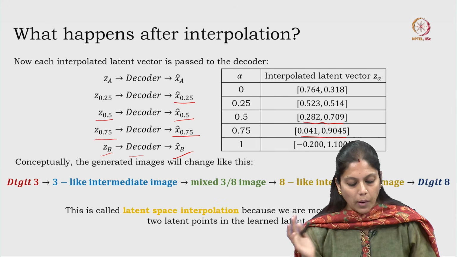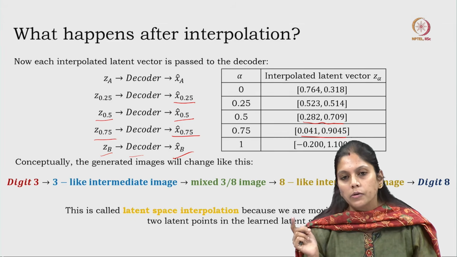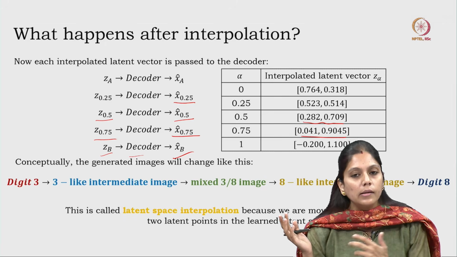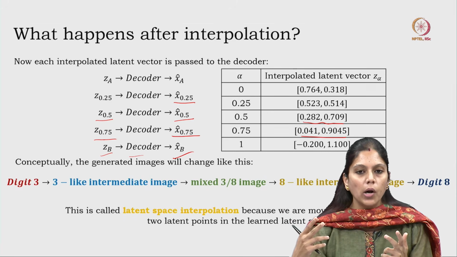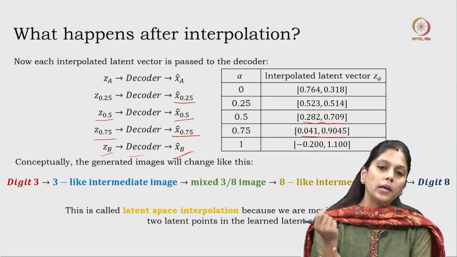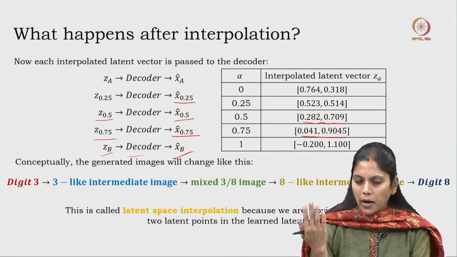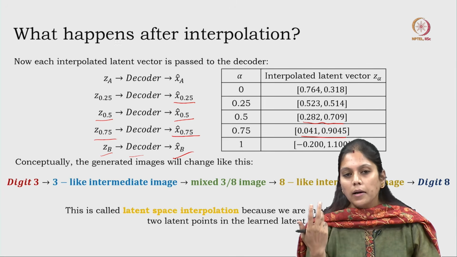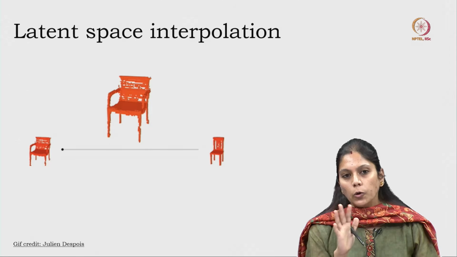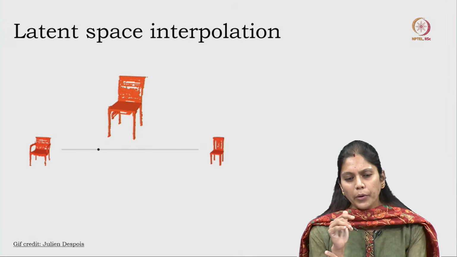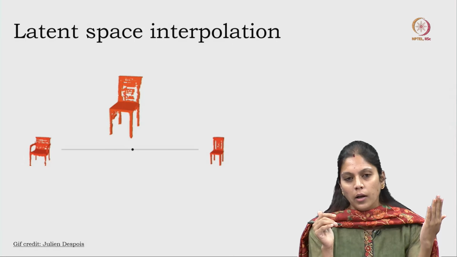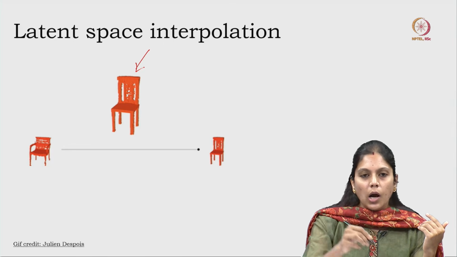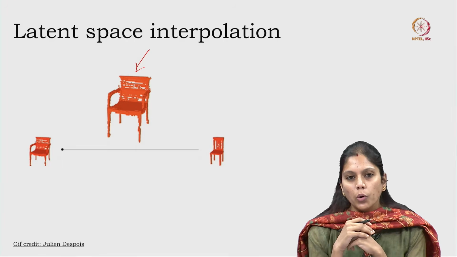So, this is all about latent space interpolation, because we are moving smoothly and systematically between the two latent points in a very well learned latent space. Not in a random way, in a very systematic way we are moving. If you have to understand this diagrammatically, can you see this? You have an input image here, and another input image. Can you see how it is getting changed? I want you to visualize this.